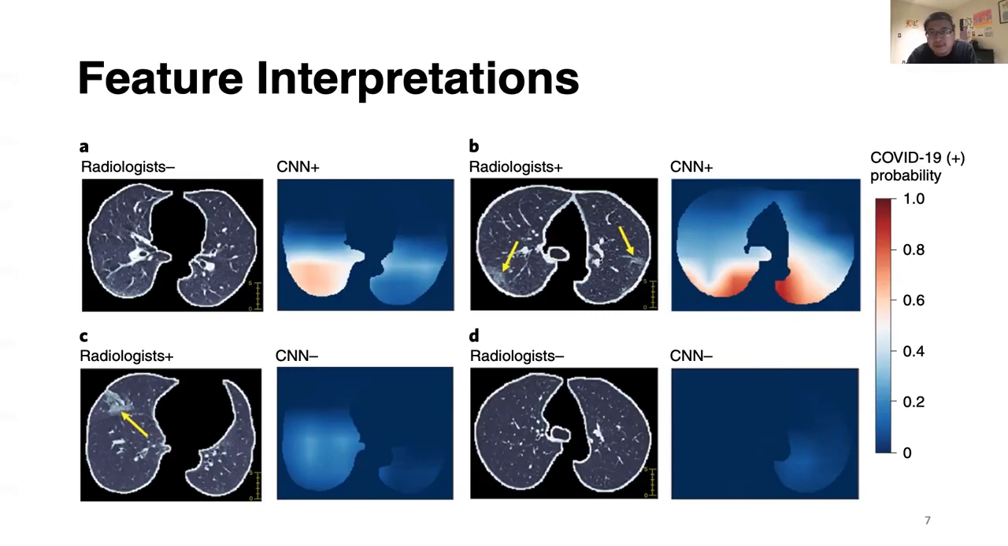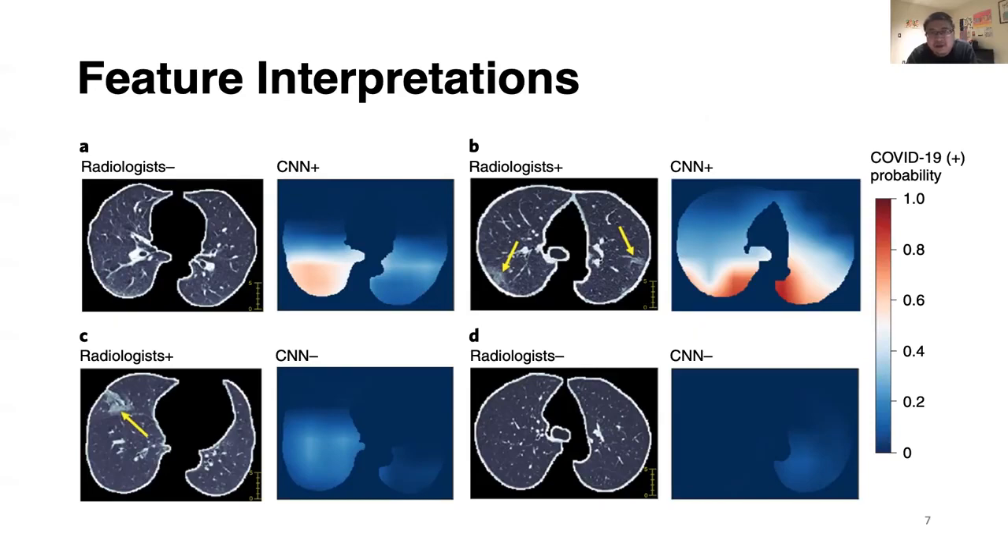Bilateral and peripheral ground glass opacities, which are indicated by the arrows, were labeled by the radiologist, and the CNN model predicts the positivity based on the features in the matching areas.